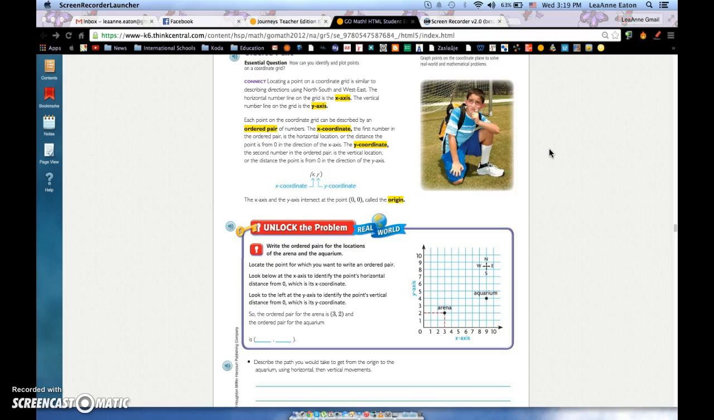Today we're going to do 9.2. We're going to look at how we graph points on a coordinate plane. And a coordinate plane is just what this is right here. We have this lovely little box and we have the x-axis and the y-axis.